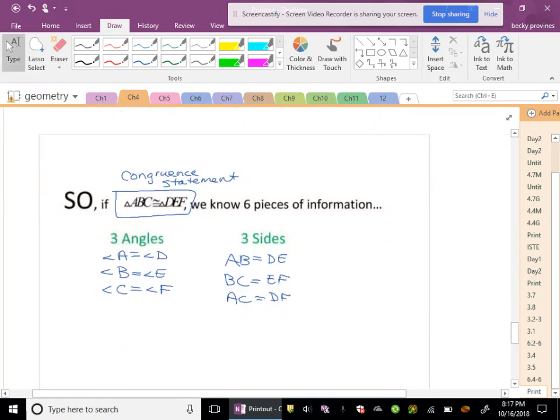Now, we're wrapping up the lesson. What I have boxed here, this is called a congruence or a congruency statement. Now, since there are 3 letters, that means it's a triangle, which we deal with the most often. And the order matters. So this is important. Order matters. So the order will tell you everything. Notice there's not a picture. You don't need a picture if you have a congruency statement.